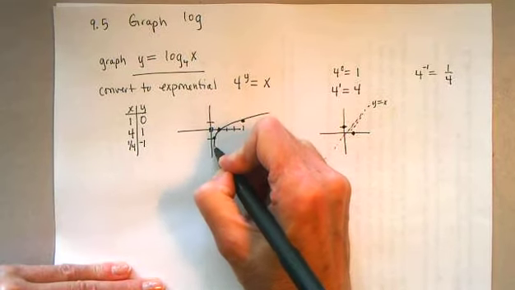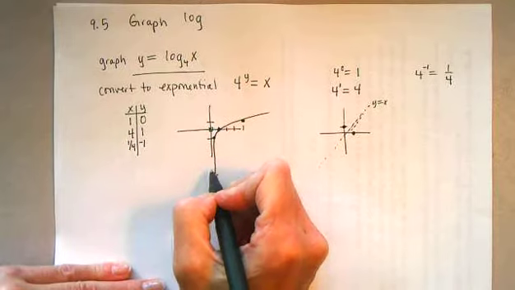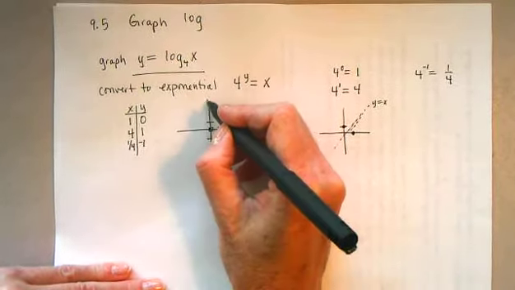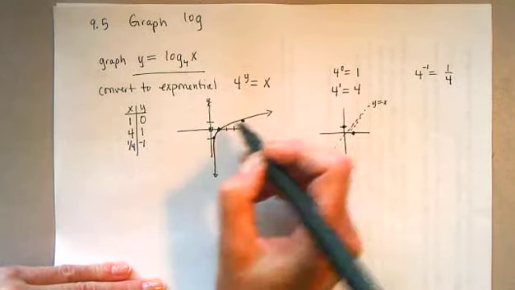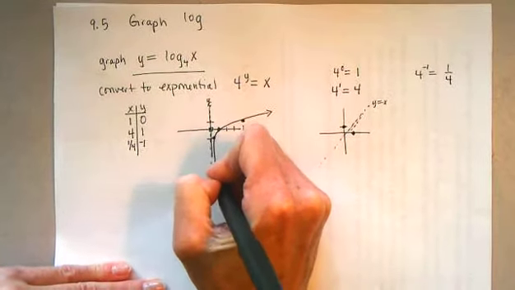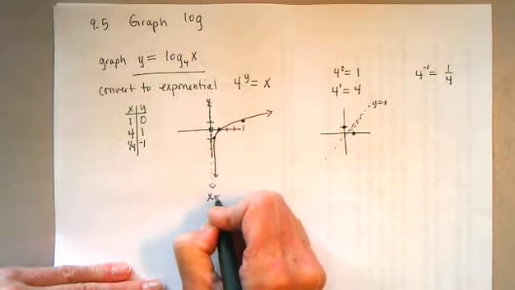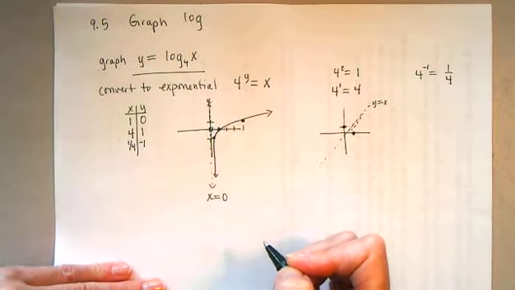So look what happens. This graph looks like this. And just like exponential functions get closer and closer to the x-axis but never cross it, logarithmic functions get closer and closer to the y-axis but never cross it. So wherever your origin is, you have an asymptote, and we'll draw it with a dotted line, and in this case it goes right through the x-axis at 0. So that's how we graph logs.